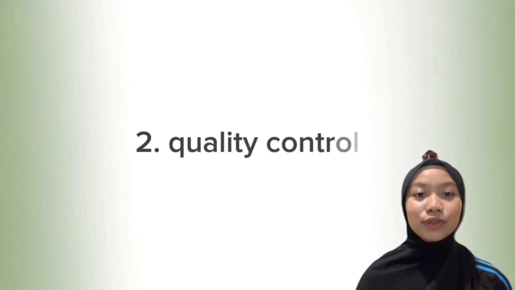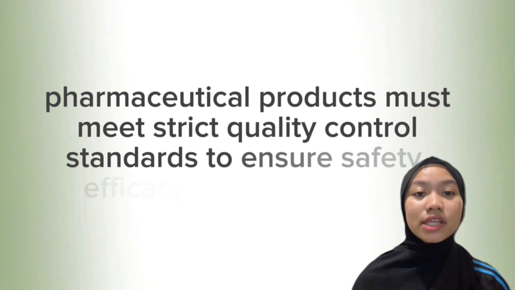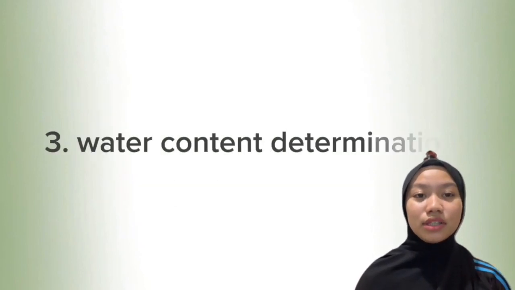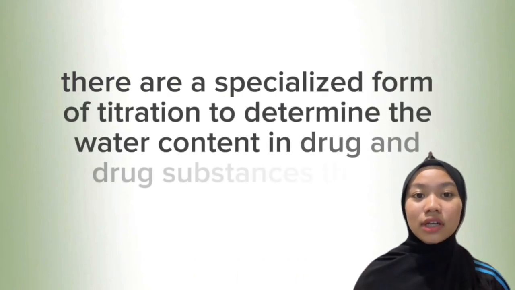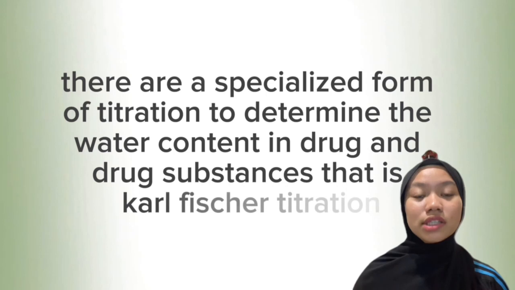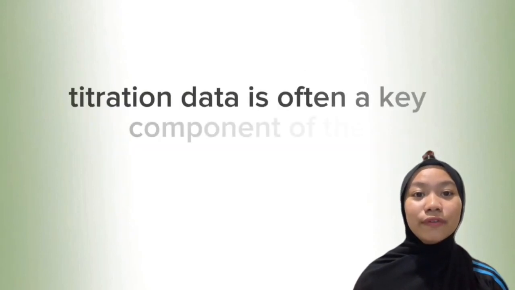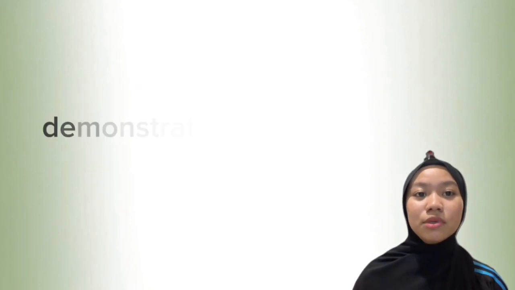Second, quality control. Pharmaceutical products must meet strict quality control standards to ensure safety, efficacy, and consistency. Third, water content determination. There are specialized forms of titration to determine the water content in drugs and drug substances, that is Karl Fischer titration. Fourth, regulatory compliance. Titration data is often a key component of the documentation required for regulatory submission, demonstrating that the product meets established specifications.